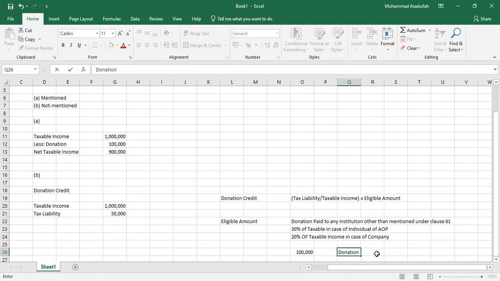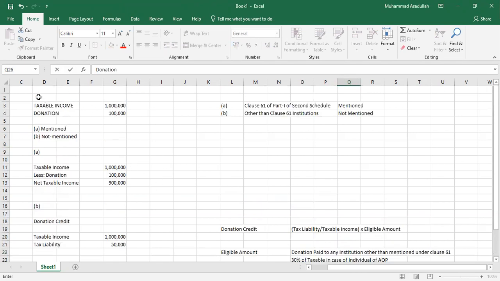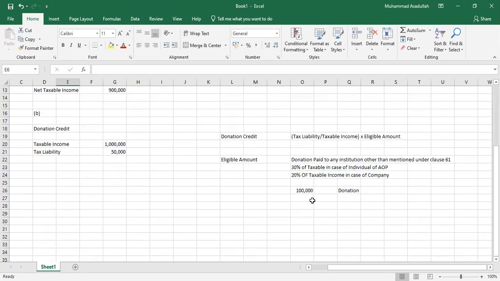Now let's suppose he's an individual. Okay, we have a case of an individual. Now what is the taxable income? Rupees 1 million. So in case of an individual, we take 30%. So 30% of 1 million is rupees 3 lakh. Okay, we have right here 30% of taxable income.